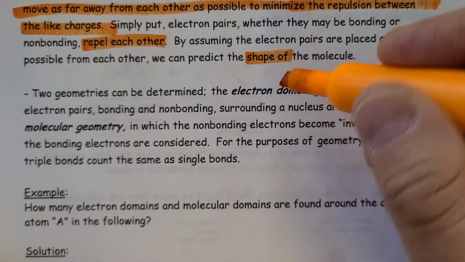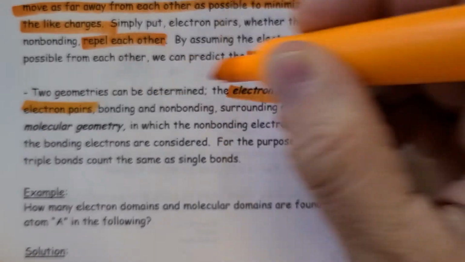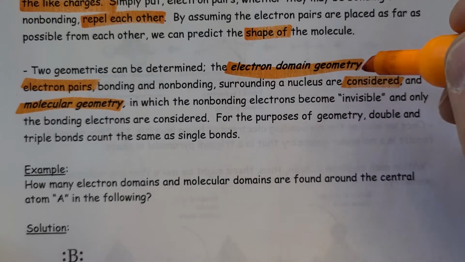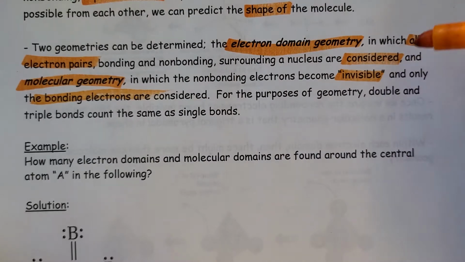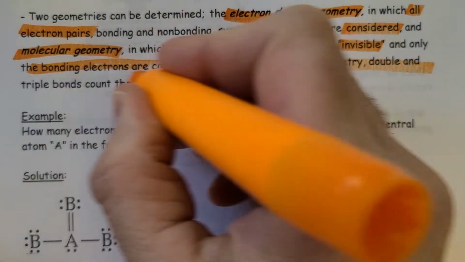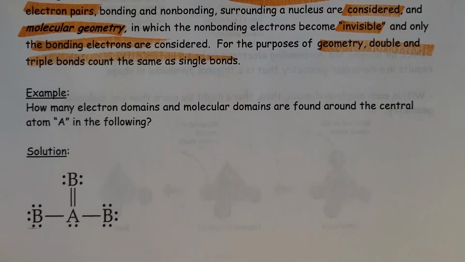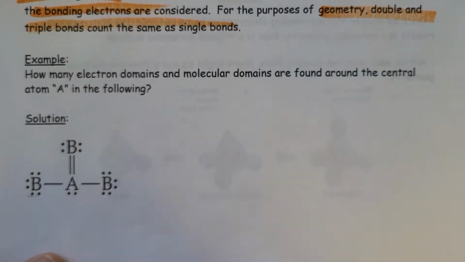Two geometries can be determined. The electron domain geometry, in which all pairs, whether they're bonding or not, are considered, contributing to the shape. And then we have molecular geometry, in which the non-bonding ones become invisible and only the bonding ones are considered. For the purposes of geometry, double and triple bonds count the same as single bonds, in terms of repulsion. So if we look at this first example, how many electron domains and molecular domains are found around the central atom A? So first of all, we have to identify the domains.